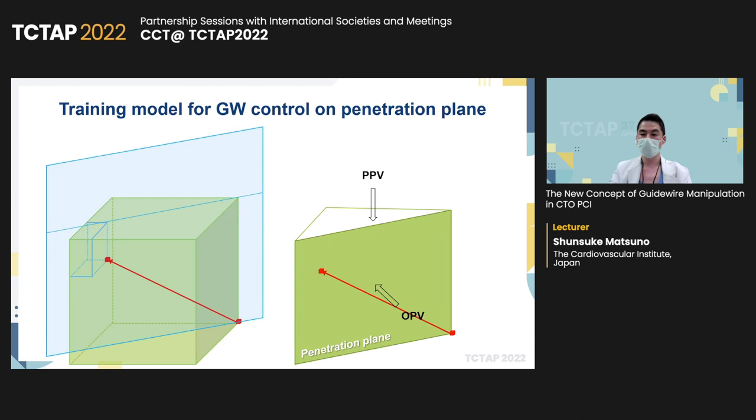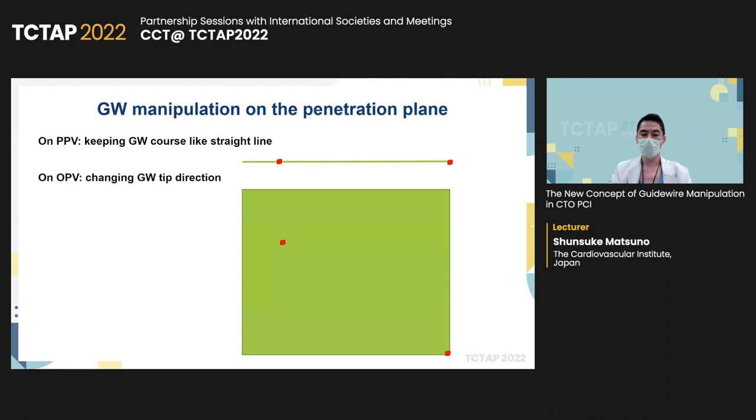As mentioned earlier, we need to advance the guide wire to keep the guide wire course like a straight line on PPV, and need to check and change the guide wire tip direction on the OPV.